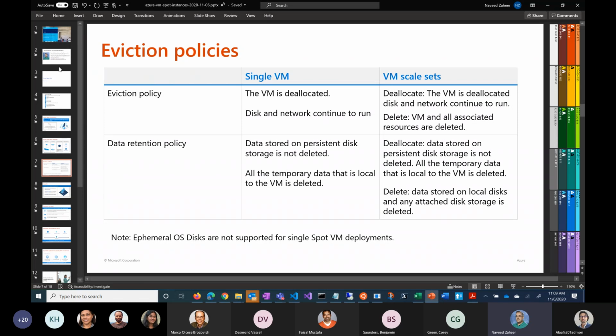So let's say you create the VM, it has a disk attached to it or multiple disks. You have deallocated it. I mean, it was deallocated because of eviction. You are still paying for that VM's disks, not for the virtual machine, but the disks, because the VM is deallocated. On the other hand, if the VM is deleted, it will be deleted along with its disk. So you are not paying for those. Everything is deleted. So that's something to take note of.